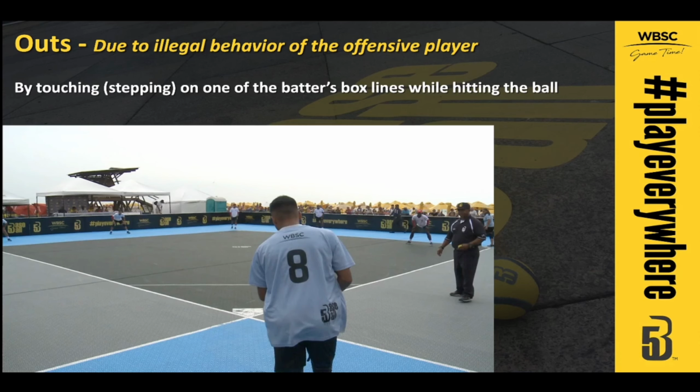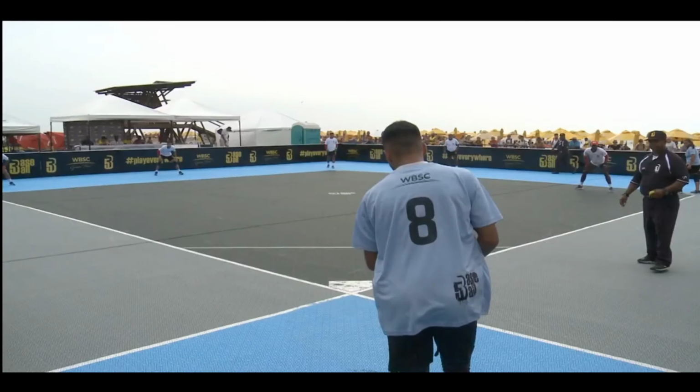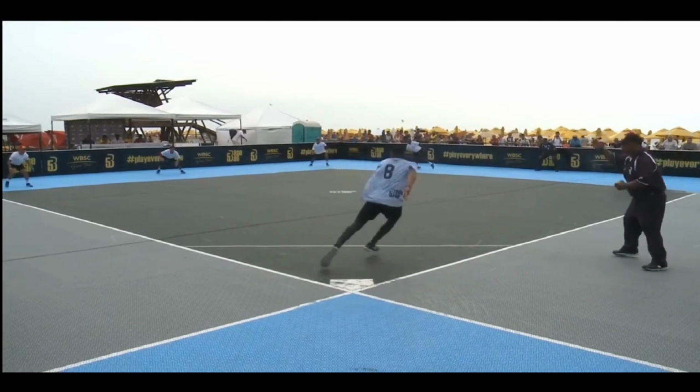There are a number of other ways outs can be recorded. Offensive players can also eliminate themselves due to illegal behavior. This first example shows a batter ruled out because he stepped on one of the batter's box lines while hitting the ball. It isn't much, just the toe of the right foot. But it's enough to be ruled an out.